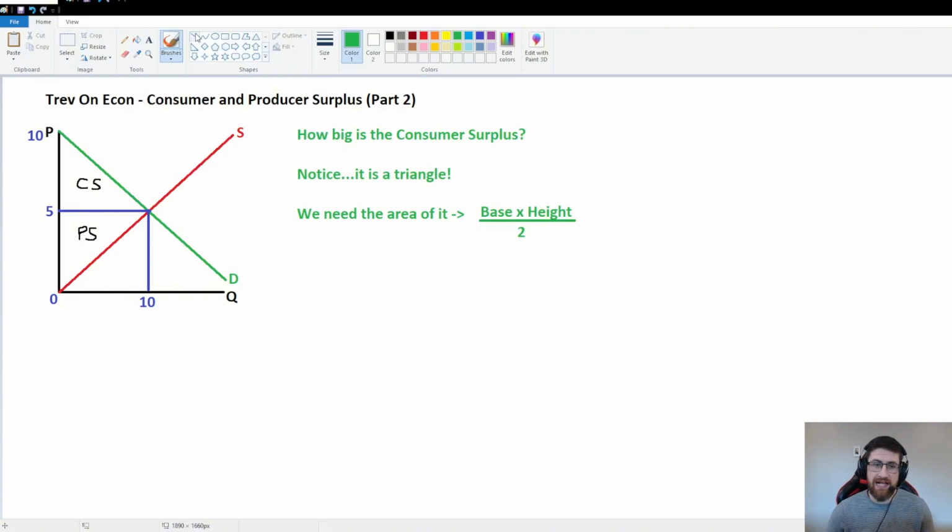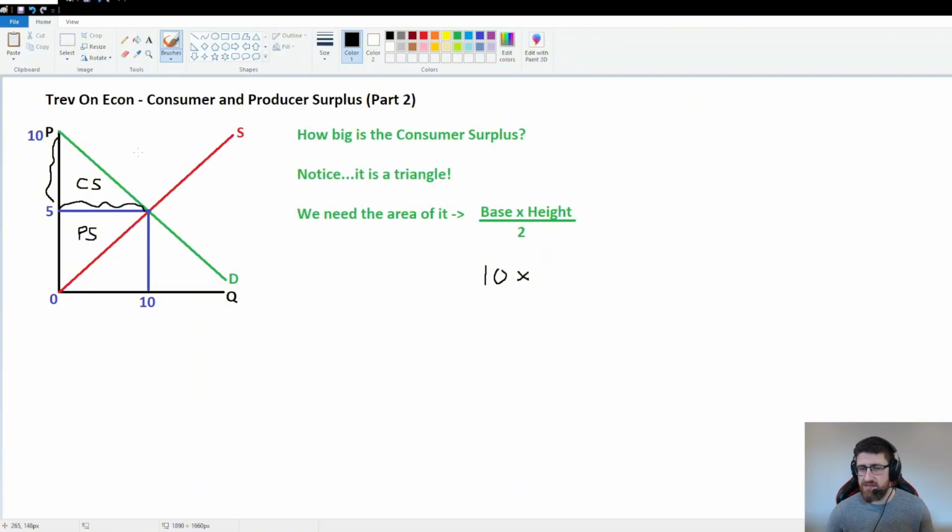Now, the thing is, it doesn't really matter what you call base and what you call height. Basically, just pick 2 sides of the triangle that you can figure out. So, for example, for consumer surplus, I can tell you the size of this side is 10 because it's from 0 to 10. So let's call that its base. And then its height, well, the height is from here to here.